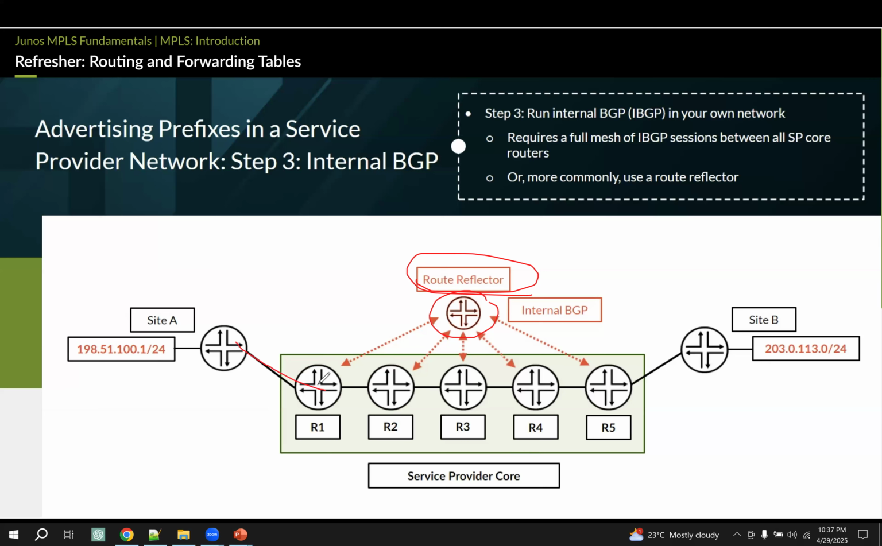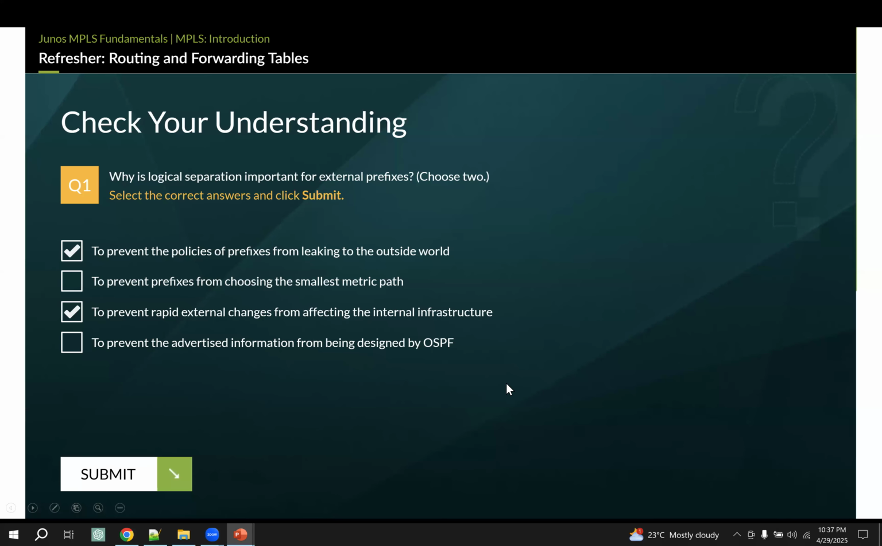So eBGP, then IBGP, then eBGP. This is the design of a service provider. So here we discuss routing and forwarding, that means service provider and enterprise core infrastructure. And now we participate in a question and answer section after finishing this section.